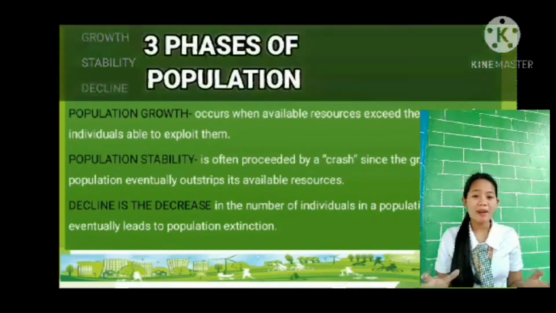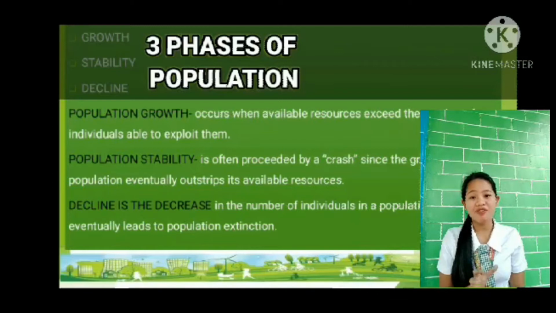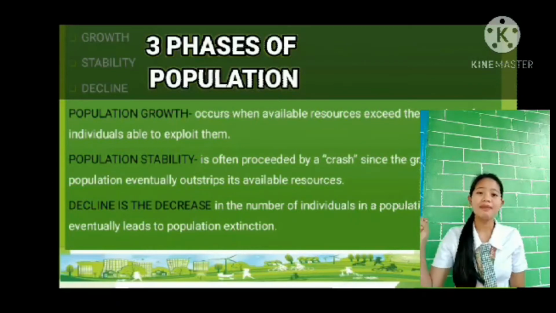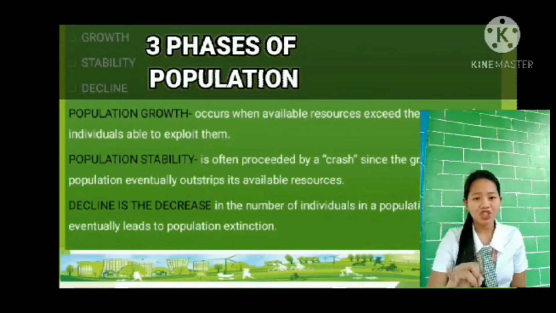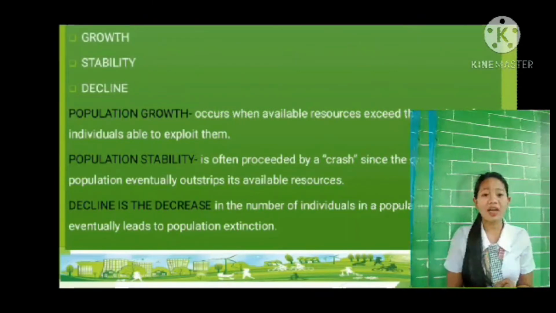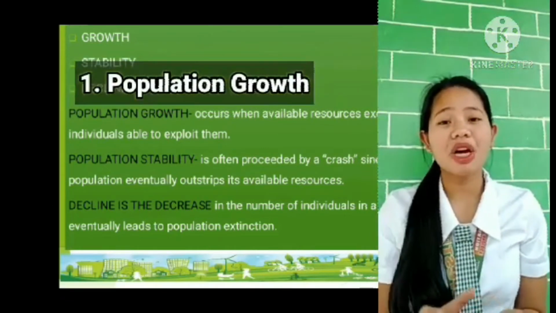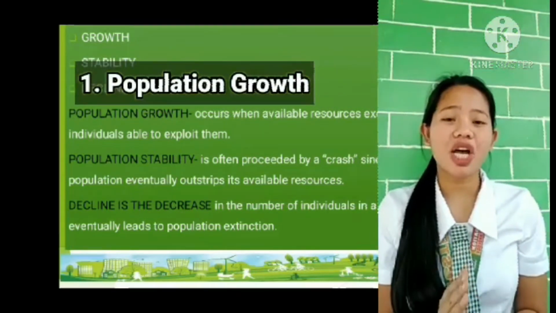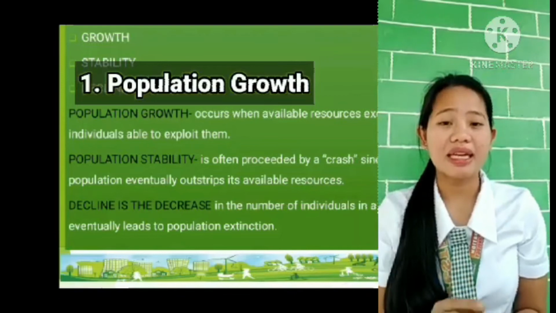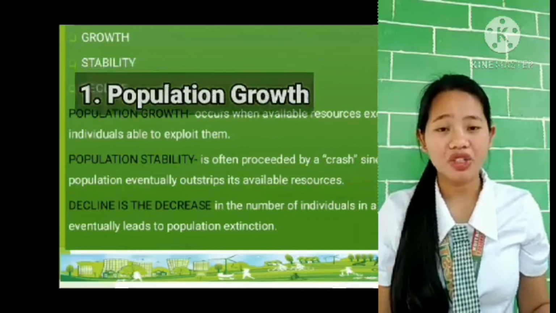Populations undergo three distinct phases of their life cycle: population growth, population stability, and population decline. First, let us discuss what population growth is. This population growth results from reproduction, because reproduction is rapid and death rates are low. That's why there is population growth.